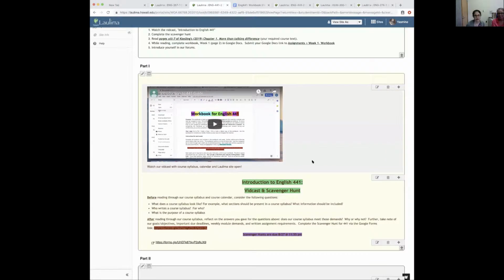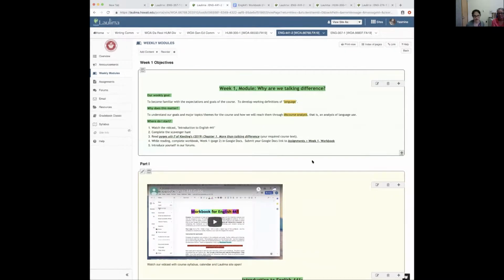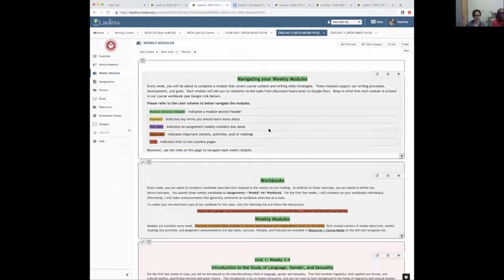Yes. And the way that has been the most successful for me, as I said, was organization, but especially color coding. So as you can see here, different sections are highlighted. For example, navigating your weekly modules, each of the module titles or major aspects are put into green. And then I have keywords in yellow, I have due dates in purple, and I have orange for important, as well as red for links.